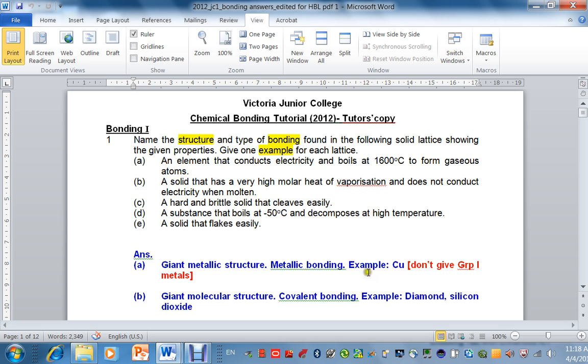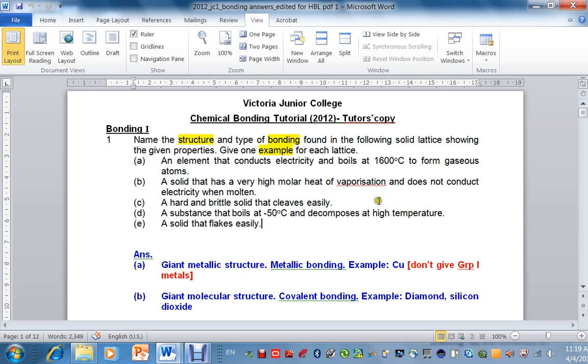For example, you can give any common metal, but just don't give group 1 metals, because group 1 metals are different from other metals. They actually have rather low melting point and boiling point. For example, sodium, which is in group 1, has an even lower melting point than sulfur, which has a simple molecular structure. So you can give group 2, group 3, or transition metals.